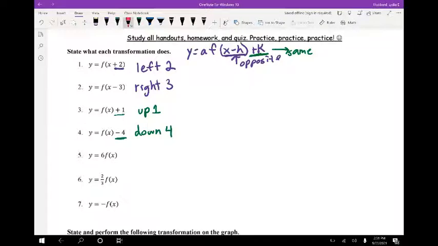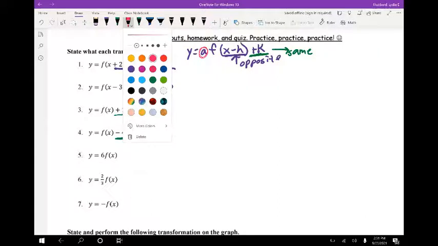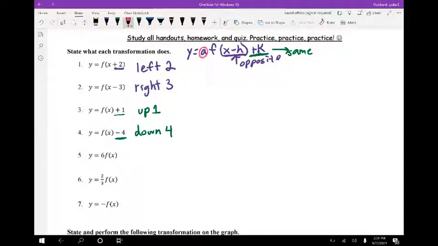Now we have some coefficients in front of this f of x, this 6 and this 2/3. That's where we're talking about a, and a handles two things: stretches and shrinks, as well as reflections. When the absolute value of a is greater than 1, this is what we call a vertical stretch, and we specify by how much. So we specify by a.